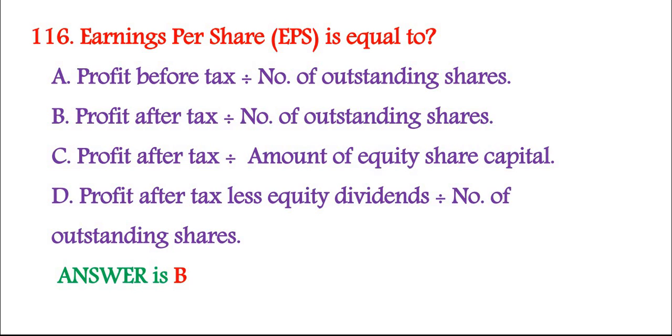116. Earnings per share, EPS, is equal to A. Profit before tax divided by no of outstanding shares. B. Profit after tax divided by no of outstanding shares. C. Profit after tax divided by amount of equity share capital. D. Profit after tax less equity dividends divided by no of outstanding shares. Answer is B.